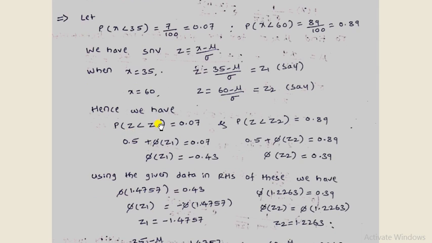Then according to the standard formula, Z less than Z1 is denoted as 0.5 plus phi of Z1, which is equal to 0.07, and similarly Z less than Z2 is 0.5 plus phi of Z2 equal to 0.89. After simplifying, shift this 0.5 to the right-hand side, so phi of Z1 value is minus 0.43. Similarly, shift this 0.5 to the right-hand side, so phi of Z2 value becomes 0.39.